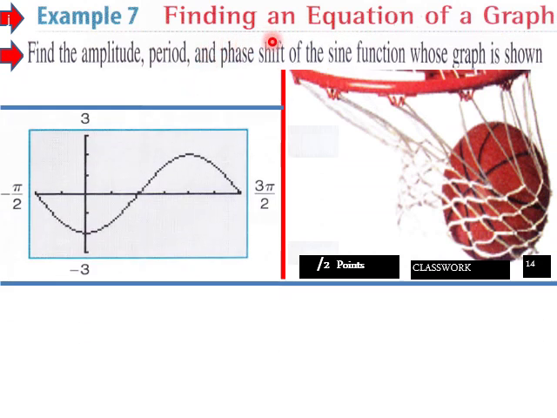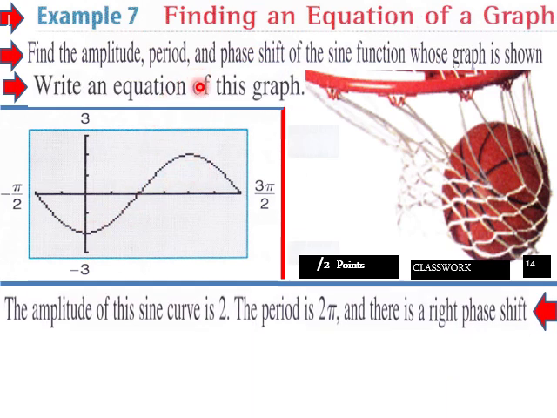Example 7, finding an equation of a graph. Find the amplitude, period, and phase shift of this sine function whose graph is shown. Write an equation of this graph. So the amplitude of this sine curve is 2. Here is an indicator that we have an amplitude of 2 up here, then 2 up here. So we have a max of 2 and then a min of negative 2. The period would be 2 pi. So from here to here would be 2 pi.